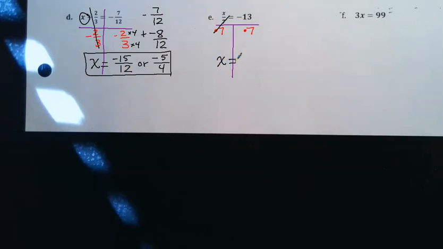Negative 13 divided by 7. Okay, so a negative times a positive is a negative. 13 times 7 is 91.